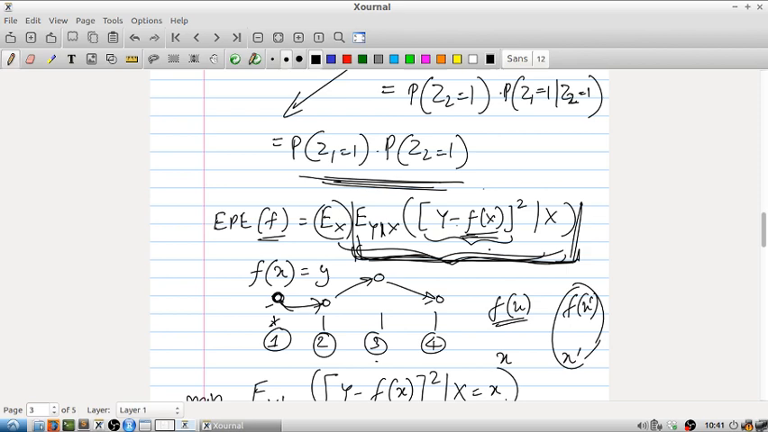So x is realized, y has not realized. That's why we still have an expectation of y, given X is equal to x. So x has realized. We're just asking, y has not realized.